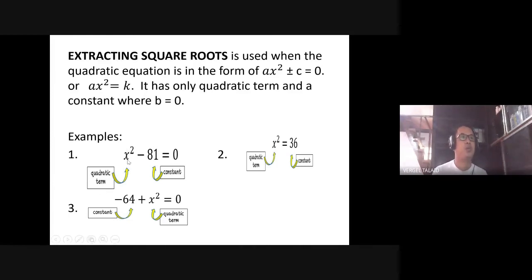For example, if we have x squared minus 81, we have only a quadratic term and a constant. So this can be solved using extracting square roots or property of square roots. x squared is equal to 36, still a quadratic term and a constant. Same also with number 3, negative 64 plus x squared. It is a constant and a quadratic term.